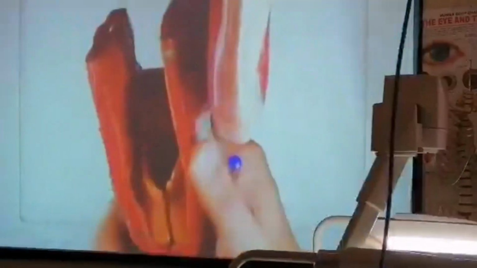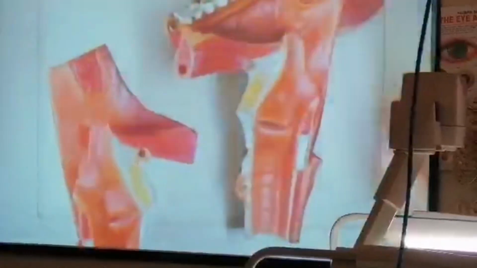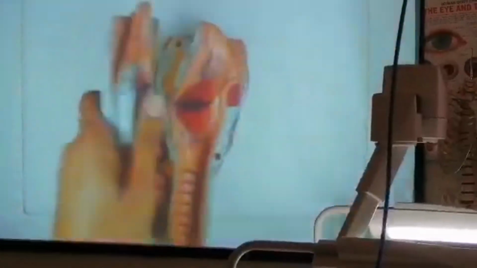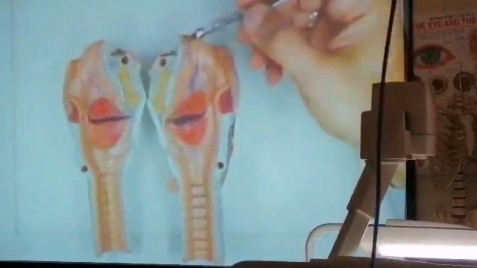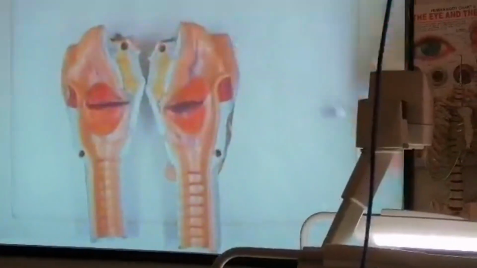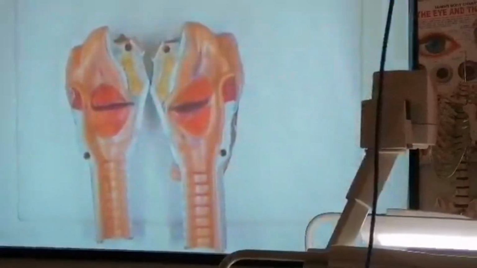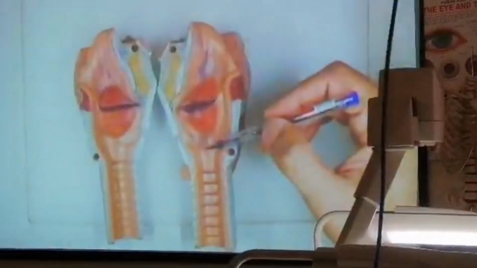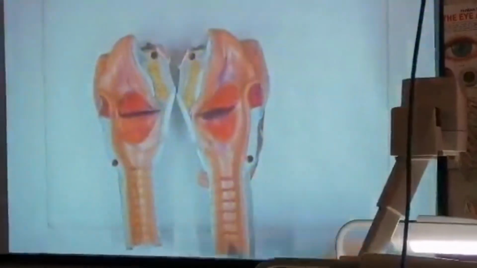هذه قلنا الفايريفورم fossa, laryngeal inlet. When we go to the laryngeal cavity, it is located between the laryngeal inlet above and lower border of the cricoid cartilage below. Then the laryngeal cavity continues with the cavity of the trachea below.